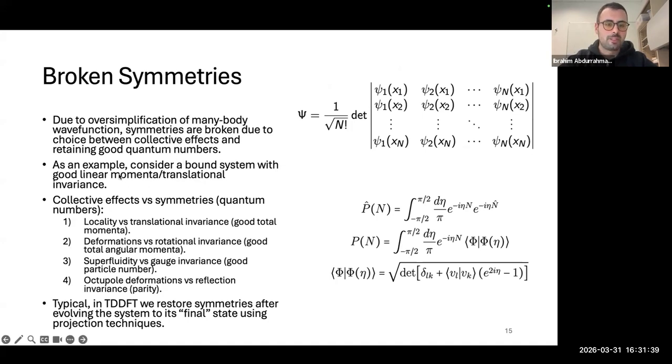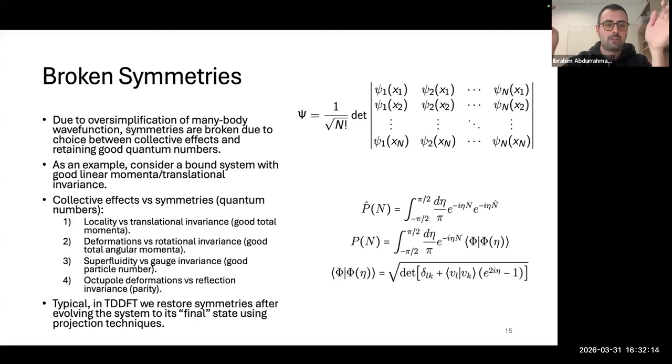As an example, let's say we wanted our wave function to be a momentum eigenstate. If you have a product wave function, the only way you can get a momentum eigenstate is if all of your single particle states are eigenstates of the momentum operator, namely plane waves. And what does that mean? It means that you'll have a system that's unbounded. And if you want to bound the system, then you have to abandon that quantum number.